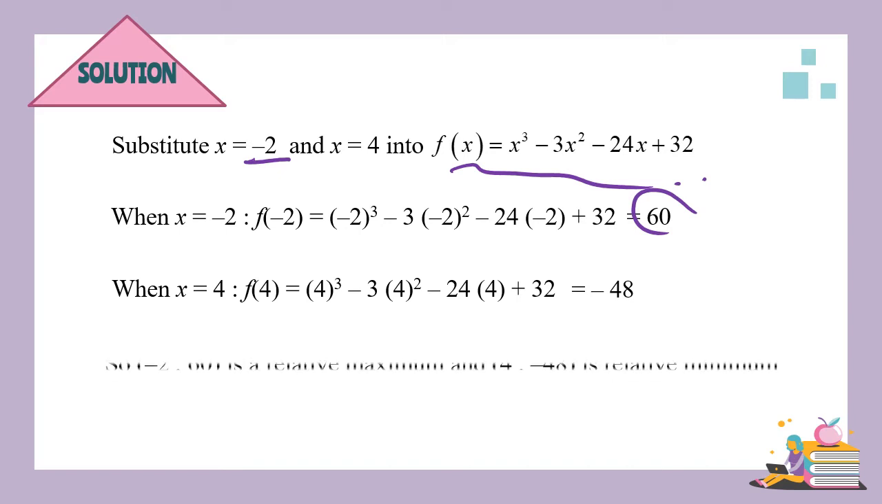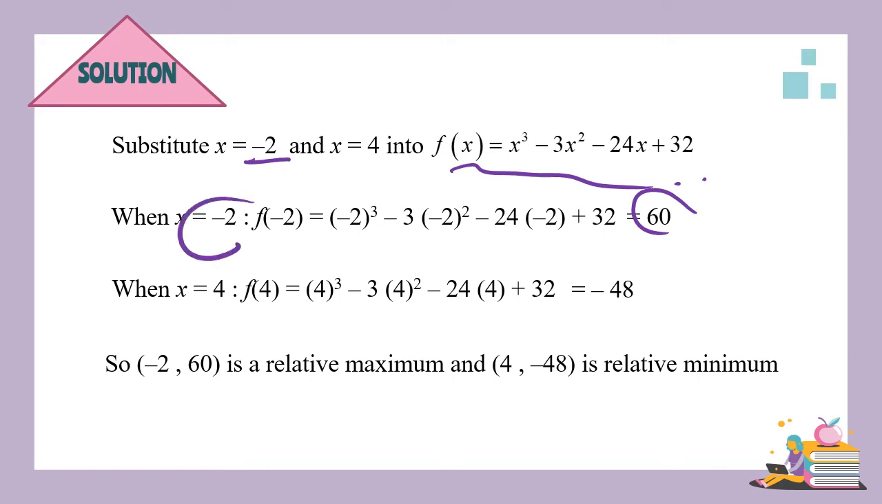So the conclusion will be the point (negative 2, 60) is the relative maximum, and the point (4, negative 48) will be the relative minimum. Okay, done.